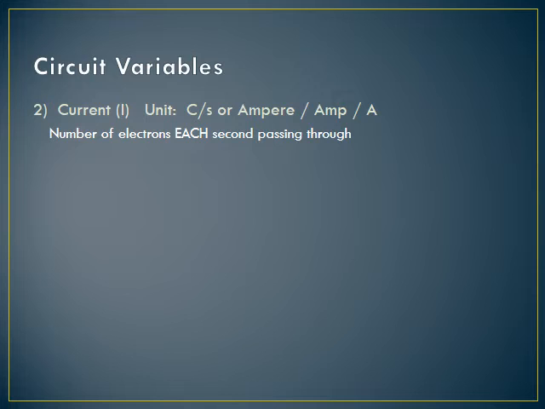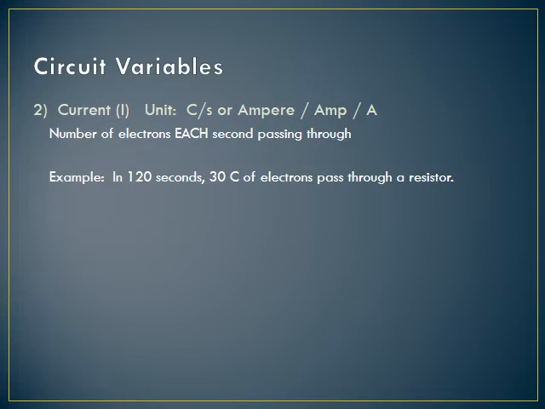So current is similar to current with water, except it doesn't have to do with the speed of the electrons. It has to do with how many electrons are going past a spot in every second. So for example, you might be looking at a light bulb somewhere and notice that in 120 seconds, 30 coulombs of electrons pass through a resistor. And so you could use that information to determine the current. In this case, the current would be 0.25 coulombs every second, or 0.25 amps.